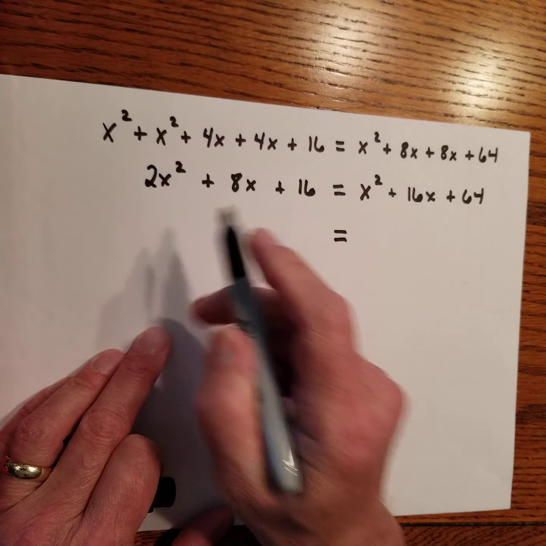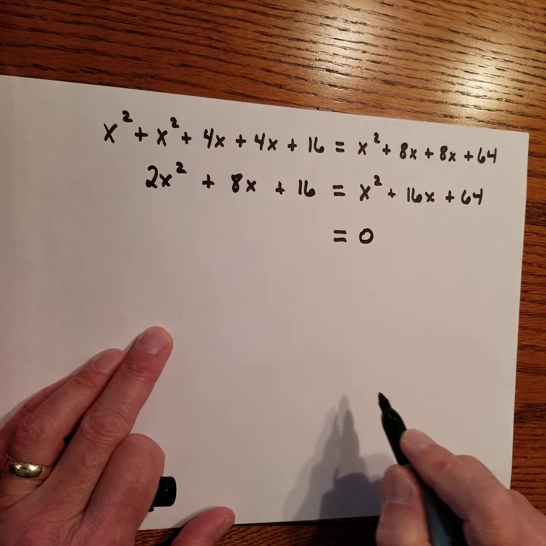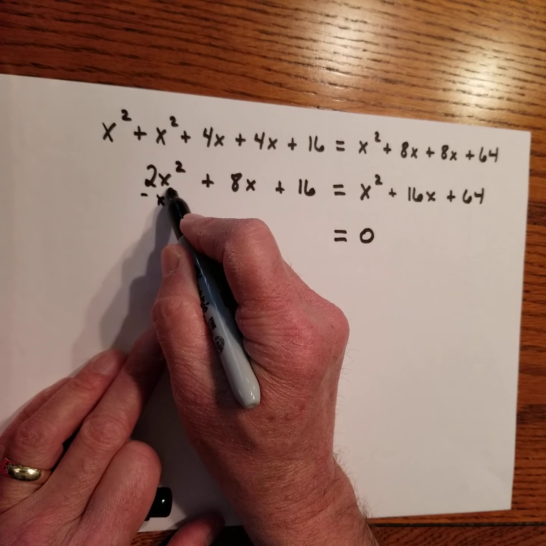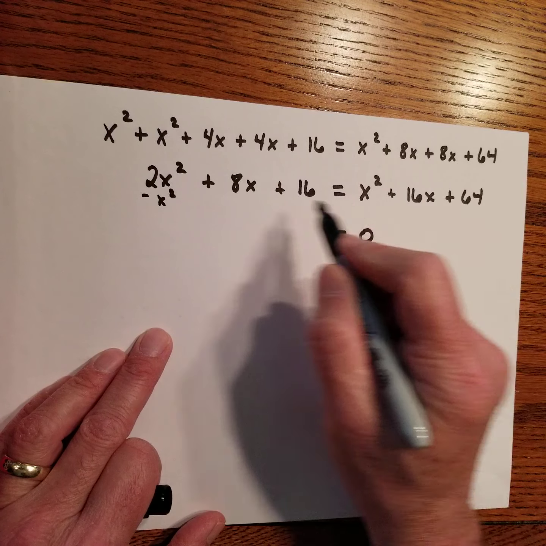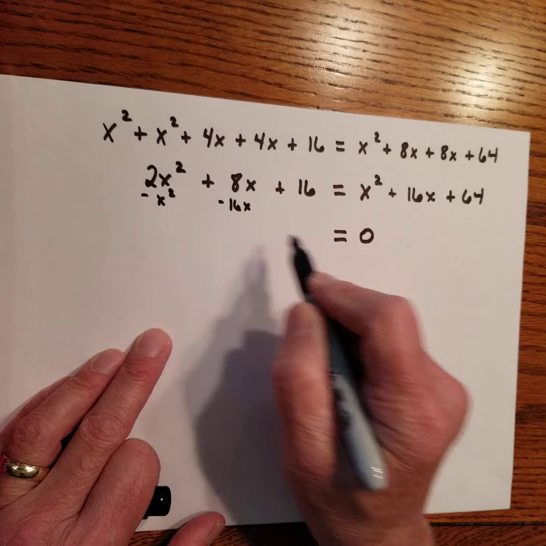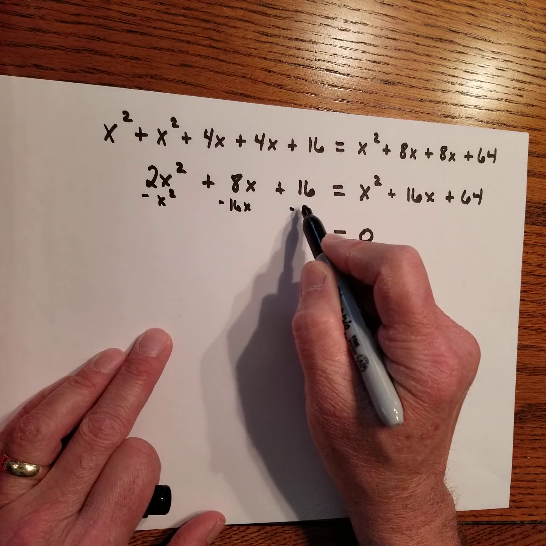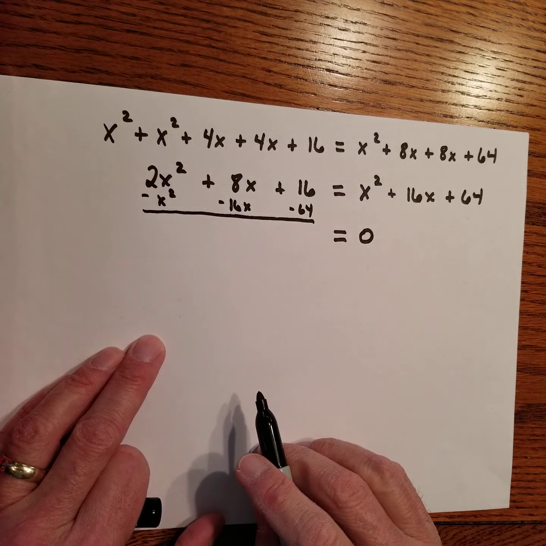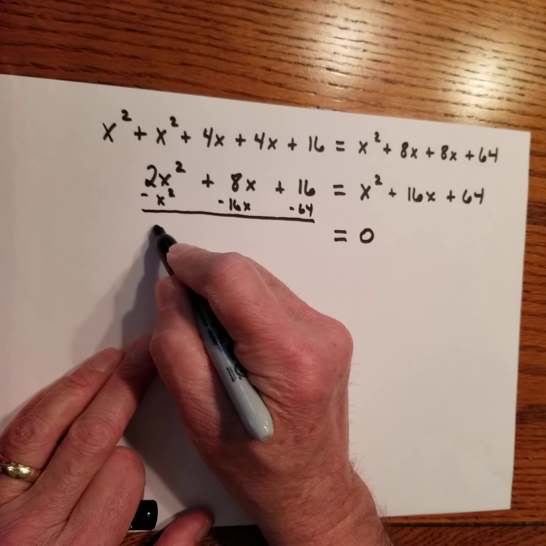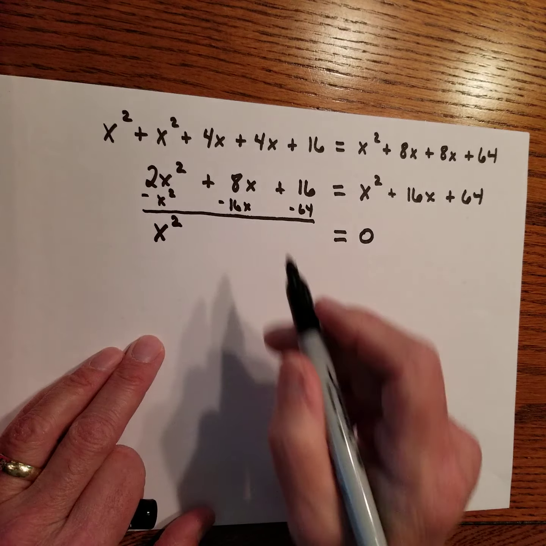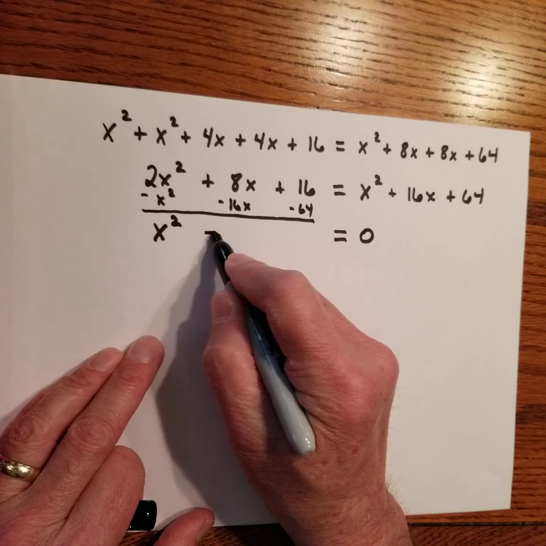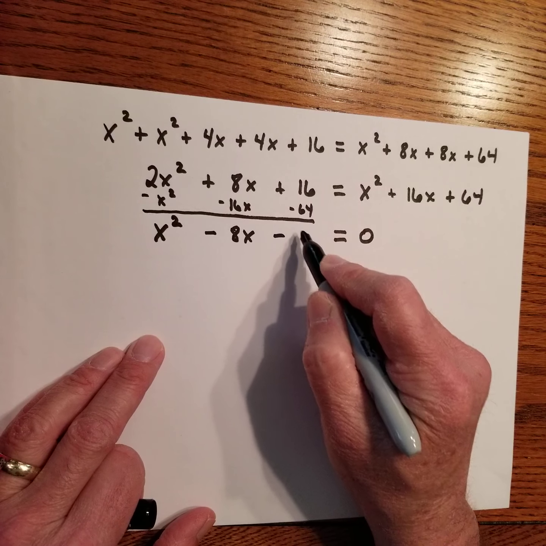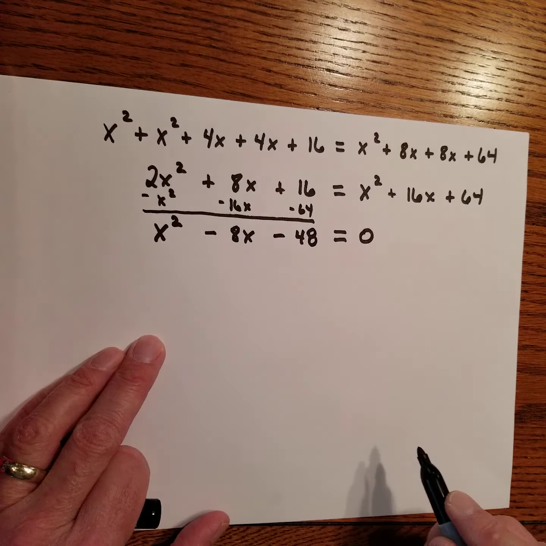Now it's a quadratic equation, so I should set it equal to 0. Let's bring this positive x squared over here as a negative x squared. Bring this positive 16x over here as a negative 16x. Bring this positive 64 over here as a negative 64. 2x squared minus 1x squared is x squared. 8x minus 16x is negative 8x. 16 minus 64 is negative 48.